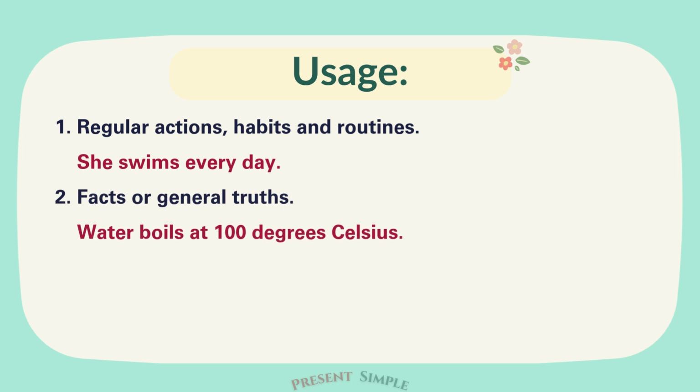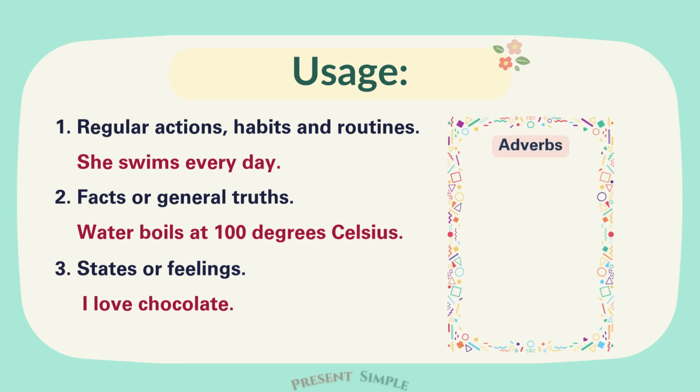Water boils at 100 degrees Celsius, and we can also use present simple to express states and feelings. I love chocolate. When we talk in present simple, we can use various adverbs indicating that the actions we describe happen regularly. These are the most common adverbs used in present simple: always, often, usually, sometimes, seldom, never.